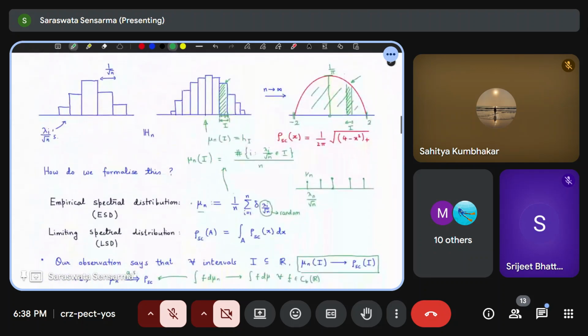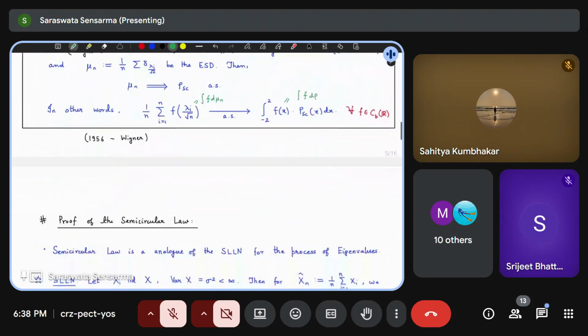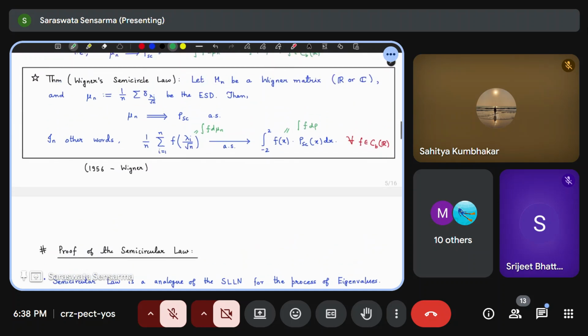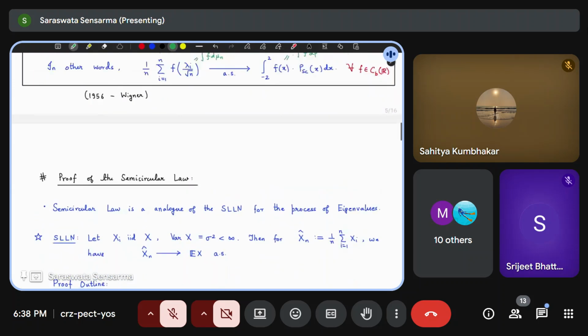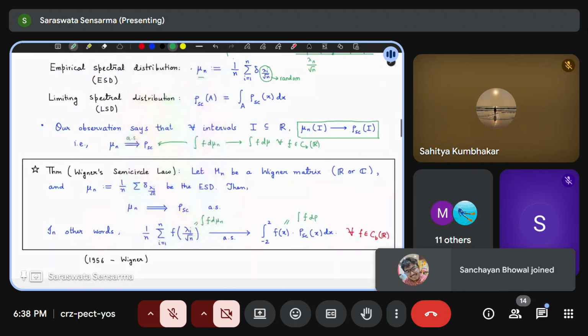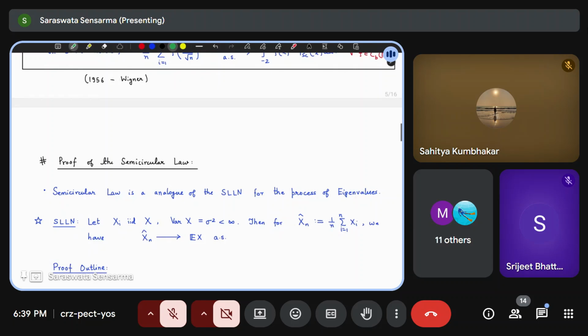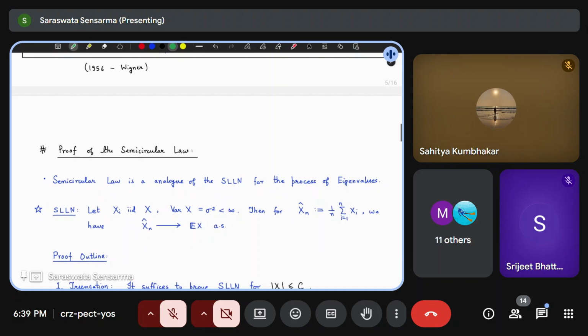Then let's proceed with the proof of the semicircle law. If you look at this, what does it say? This is 1 over n summation delta lambda_i over square root n. This exactly looks like the strong law: partial averages converging almost surely. The proof will also be analogous to the strong law of large numbers.